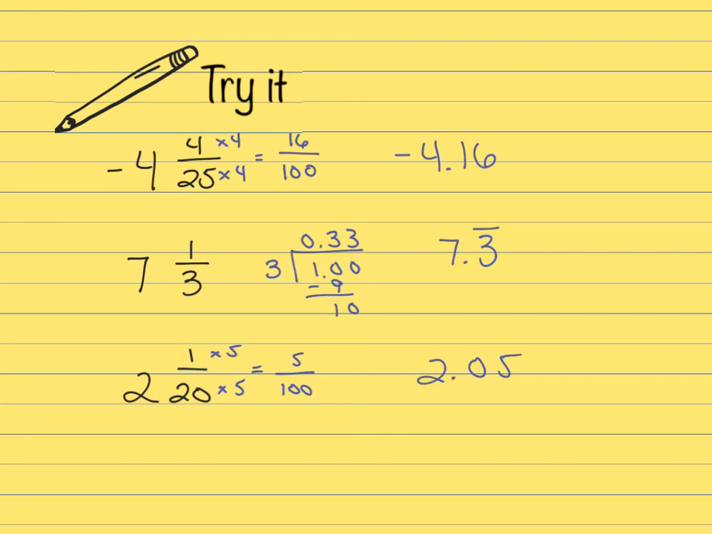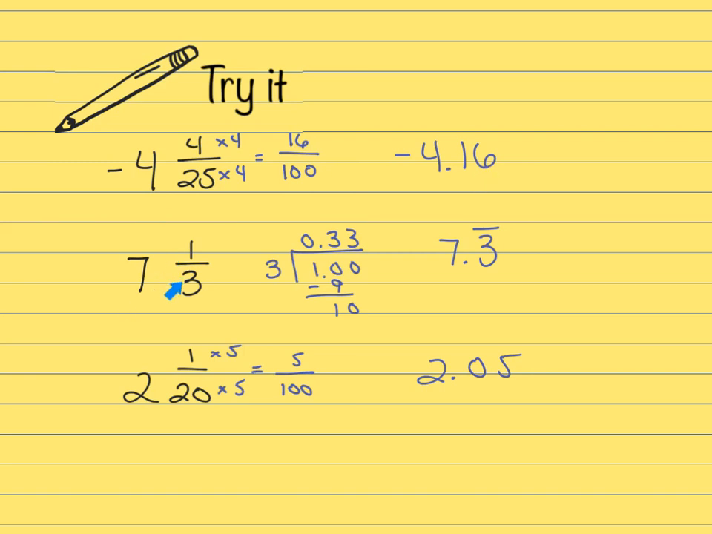All right, let's look at our answers. Negative 4 and 4/25. 25 is a factor of 100. We can multiply by 4 to make 100. Multiply our numerators to get 16 100ths. Now remember to write the negative sign. 4 ones and 16 hundredths. The 6 is in the hundredths place.